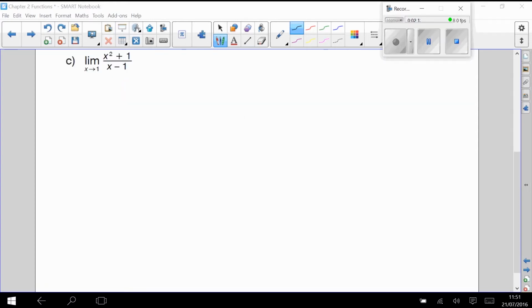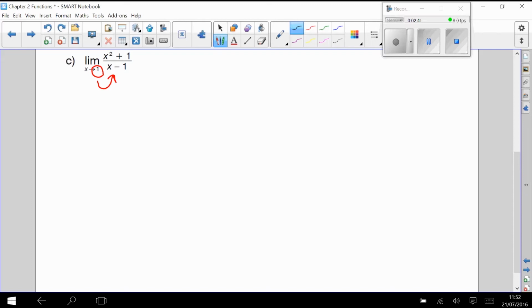Let's assess and see if there's a limit in this next function. If I take a look at this function over here, when x tends towards 1, I cannot substitute it in at the moment, because if I substitute this 1 into the denominator, I'm going to get a 0 in my denominator. But unlike example B, I cannot factorize my numerator, and so there is nothing that I can remove to get rid of that 0 in my denominator. In other words, in this example, the limit does not exist.